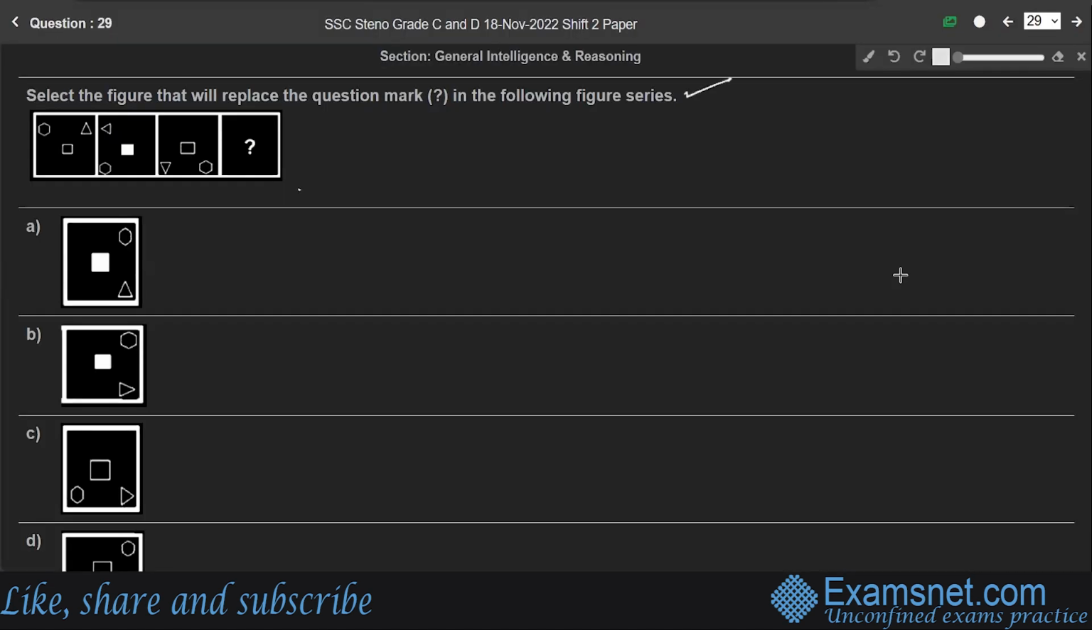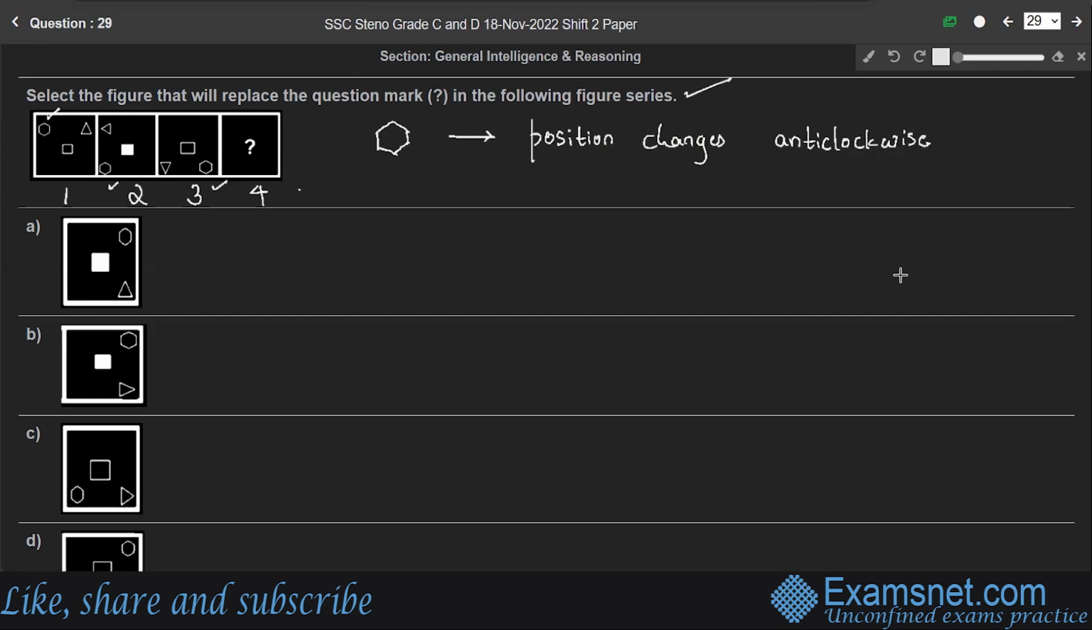Question number 29. Select the figure that will replace the question mark in the following figure series. In the series, we have 3 figures. We need to find the fourth figure. For that, we'll consider each shape in each figure. Let us consider this hexagonal shape, the hexagon. It changes its position in the second figure, also in the third figure. So the position of the hexagon changes anti-clockwise in each figure.